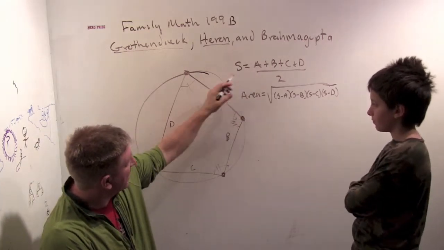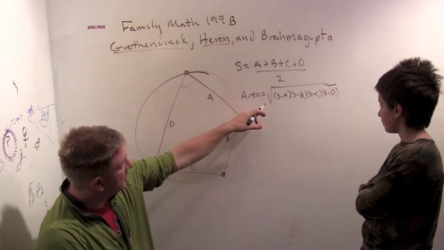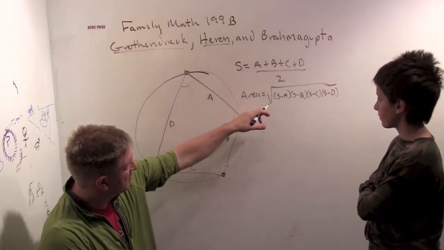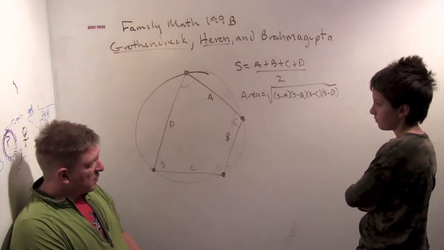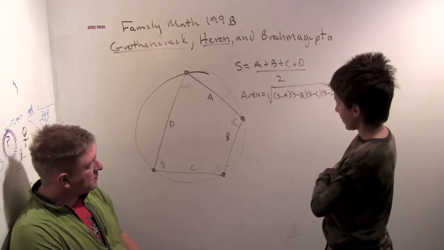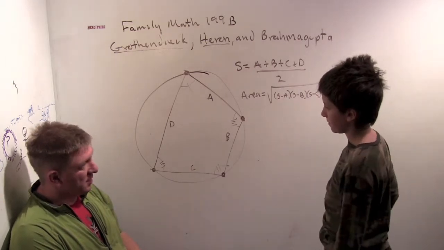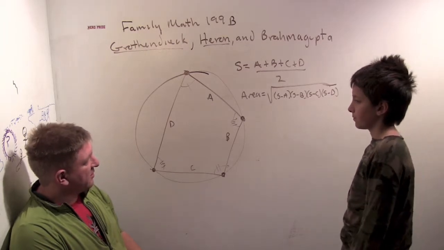The area is, you define S the same way, the semiperimeter of the cyclic quadrilateral with sides A, B, C, D. The area is the square root of S minus A times S minus B times S minus C times S minus D. What do you notice that's different about this formula? Well, you didn't need the S by itself. And this is a very interesting formula.